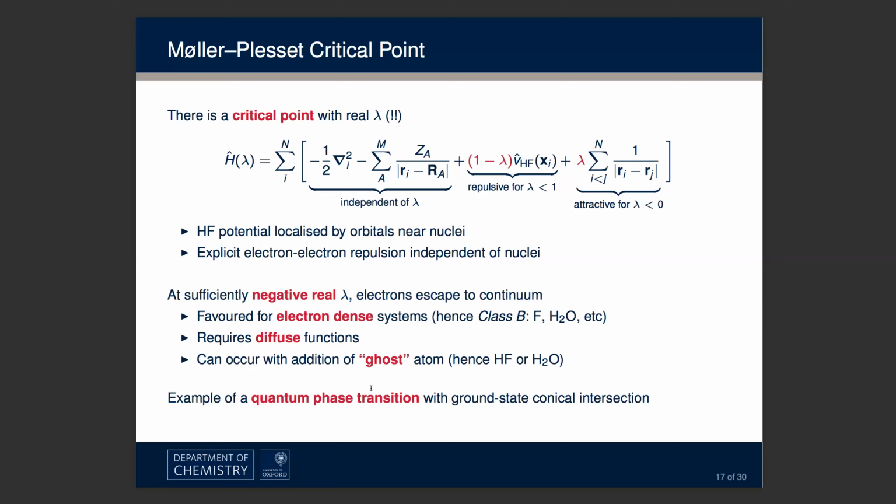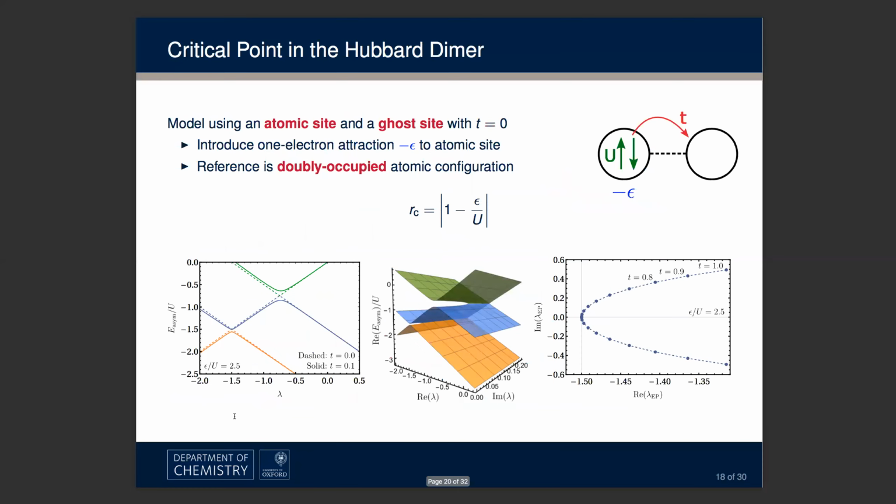And indeed, this can be seen as a quantum phase transition with basically a ground state conical intersection between the two states. So how can we model this in our Hubbard dimer? Well, initially we thought that this was going to be pretty difficult because the Hubbard dimer has no idea of diffuse functions or anything like that. But actually we can do it by using this ghost atom idea.